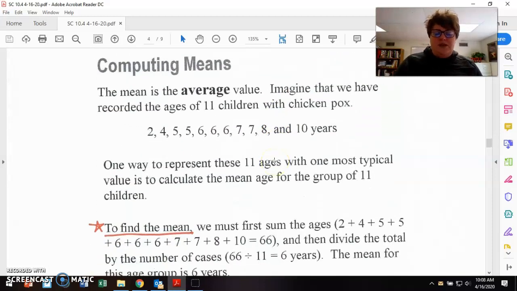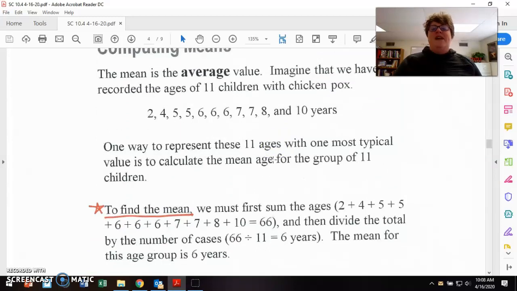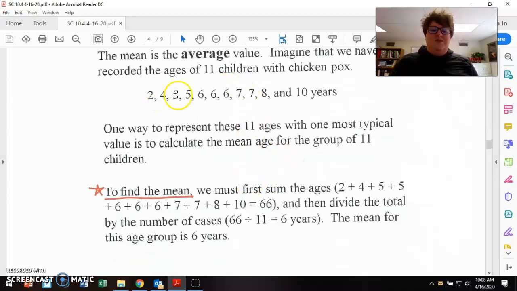To compute the mean, we have been finding means or averages on several things throughout our lives, so finding the mean is something you are familiar with. Here they're using chickenpox ages, and there are 11 children. To find the mean, you sum the ages and then divide by the number of cases. When you sum them, you get 66, and when you divide by 11, your mean age to get chickenpox is 6 years old.